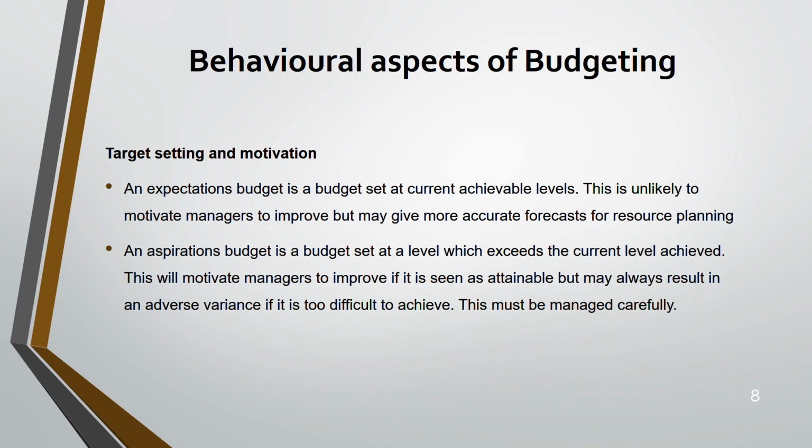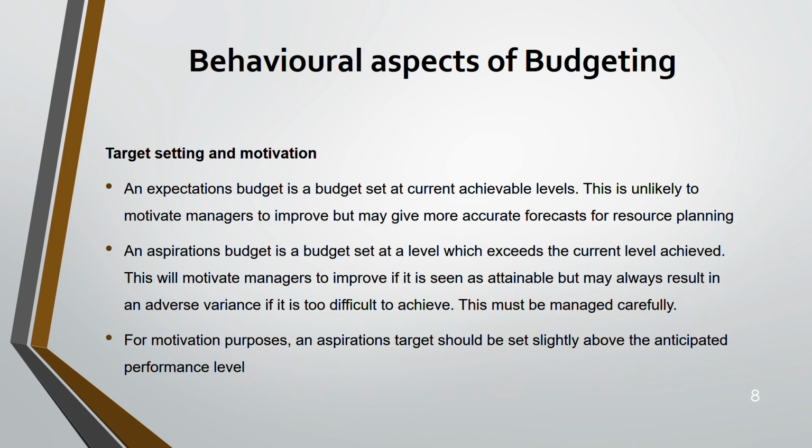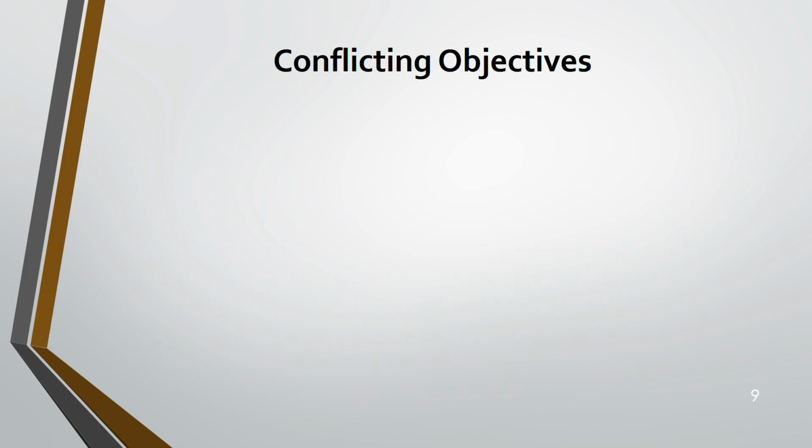Manage carefully in this area. Then for motivation purpose, an aspiration budget should be set slightly above the anticipated performance level. Whatever you're anticipating, slightly above that, not too much. This is to motivate.